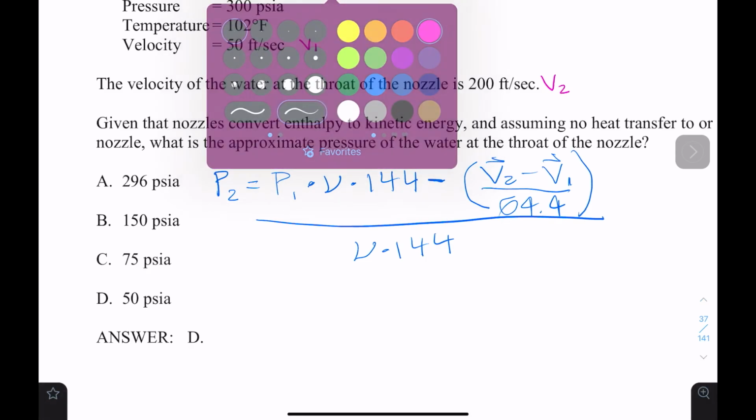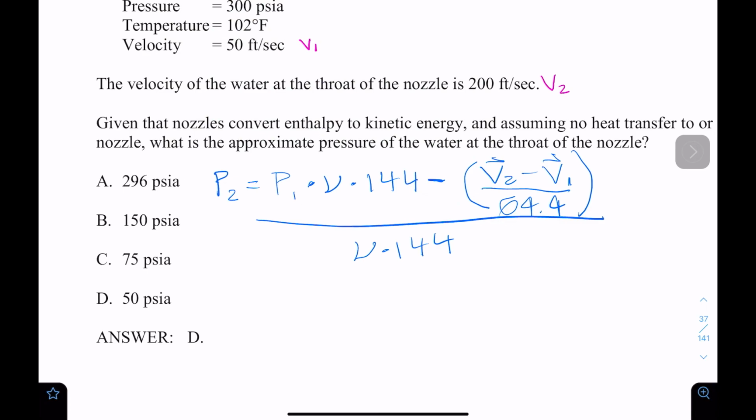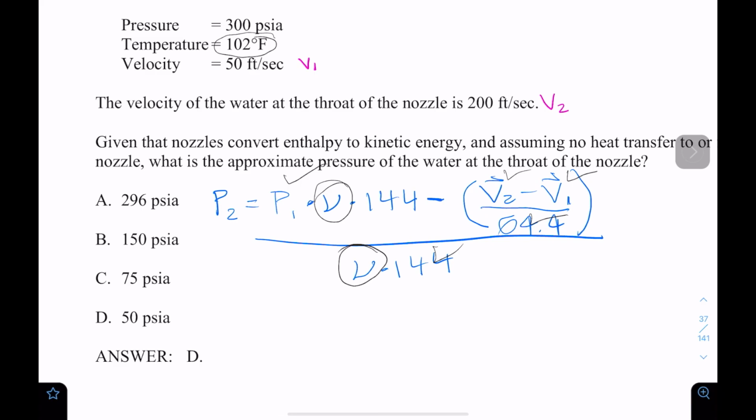So if I plug everything in here, I already have velocity 1, velocity 2, and these ones are conversion factors. I have pressure 1. I only need to get my specific volume. That's the only thing that I need to get. So for my specific volume, I just need the specific volume at my temperature, 102. If I go to my steam tables and get my specific volume at 102, let's look for it.